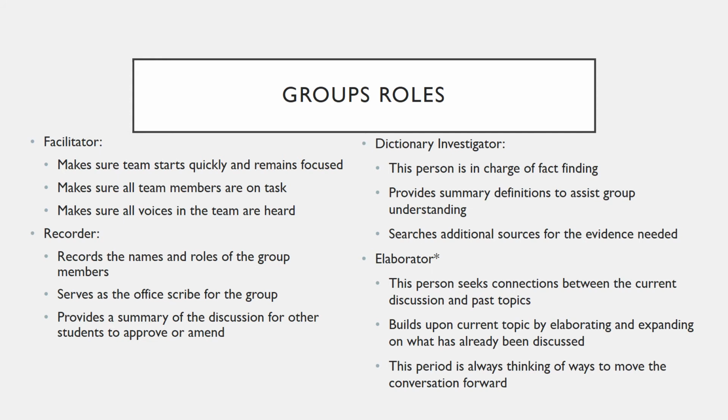So for this activity that I've used in my class, I have 4 group roles. And to go back to what I was just talking about on the last slide, if I have a 5th student, then that group has an additional elaborator that they're able to assist in seeking connections to building on the current topic by elaborating or expanding on what's already been discussed. And so they're always helping to move the conversation forward. But for this activity, I have a facilitator, a recorder, a dictionary investigator, and an elaborator.